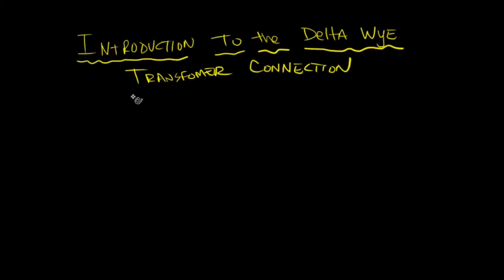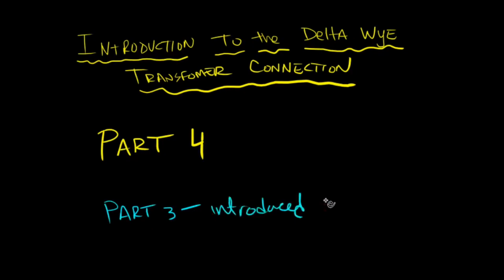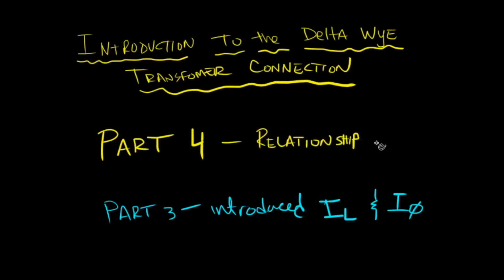Introduction to the delta-Y transformer connection, part 4. In part 3 of the series, we introduced line currents and phase currents for the delta-Y transformer connection. In part 4, we'll explore the relationship between line current and phase current for the delta-Y connected transformer.